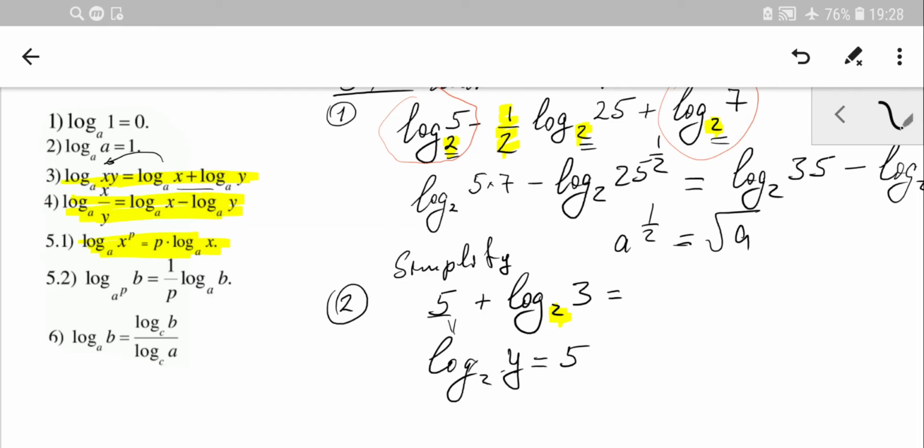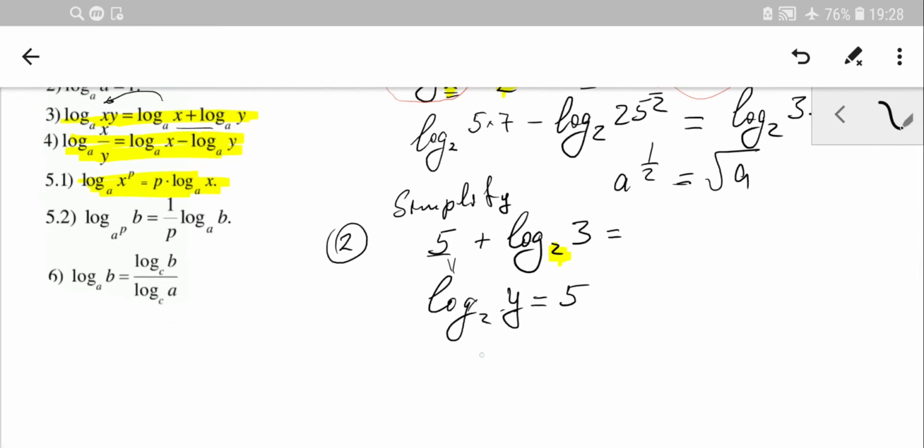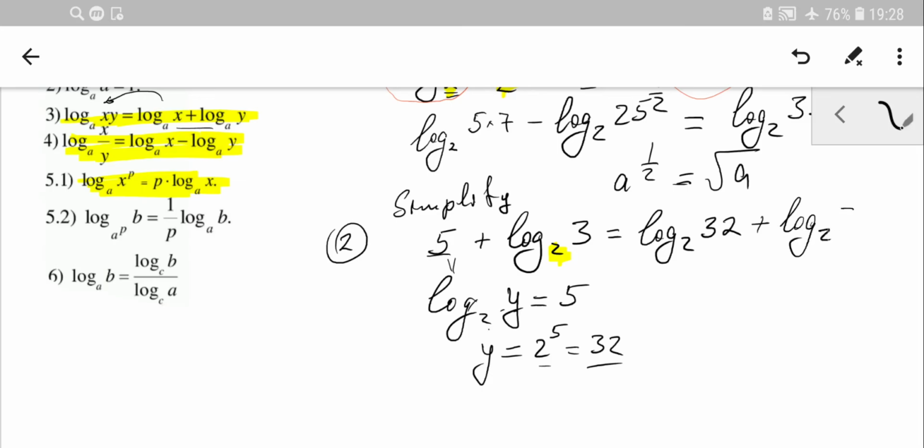We have 5 here. So to find what y stands for, we just need to raise 2 to the power of 5, and that means it's 32. So instead of 5, we'll have log 2 of 32. You may leave 32 or 2 to the power of 5. It doesn't matter which way you do that. So I'll leave 32. And then I add log 2 of 3.